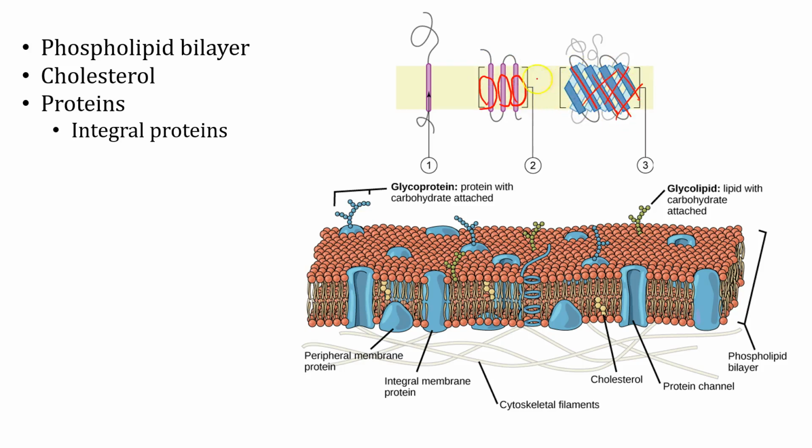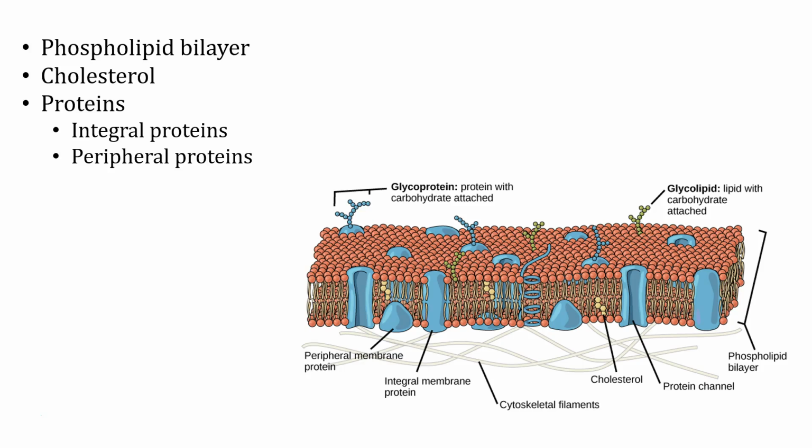Okay, and then also these regions that pass through the membrane can either be alpha helices or beta pleated sheets. But in either case, if something is going to be embedded into the membrane, it's probably going to have a large series of amino acids in its chain that are hydrophobic.